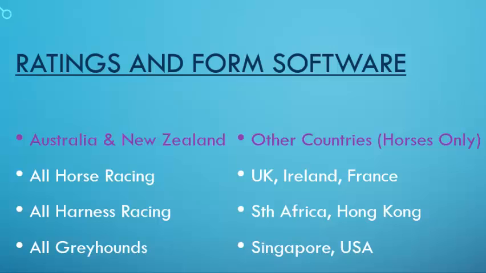However, Australian and New Zealand punters can bet in the UK, Ireland, France, South Africa, Hong Kong, Singapore, some races in the USA, and some races in Japan and other parts of the world. But these are horses only, and not every race is covered in those countries. In Australia and New Zealand, yes, everything is covered. So let's have a look quickly at what is in this software.